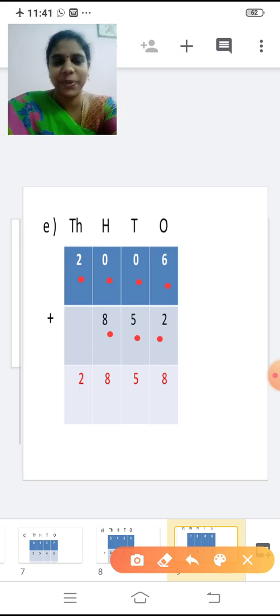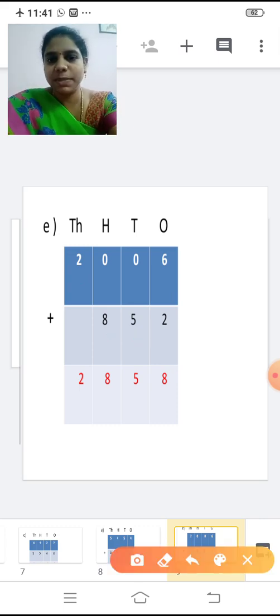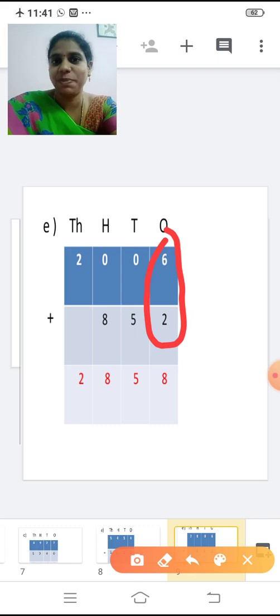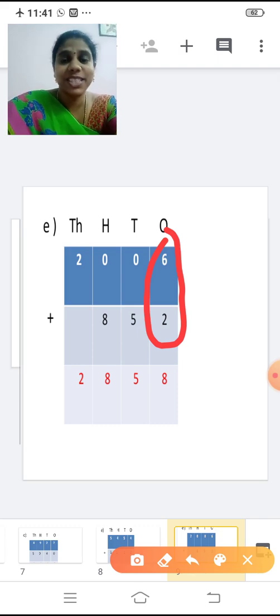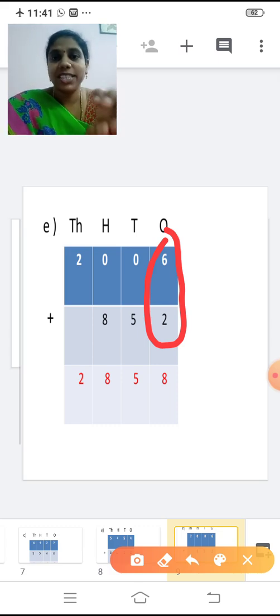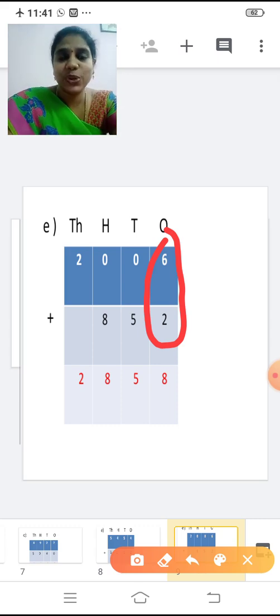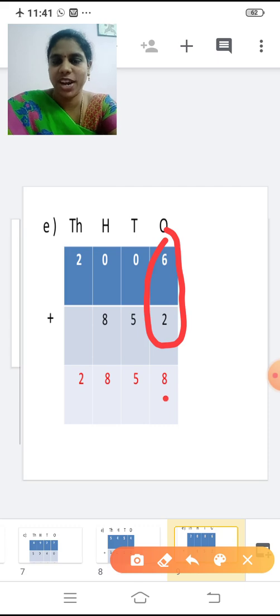Shall we add this now? 6 plus 2. First you have to add the ones place, right? So add 6 plus 2 and tell me the answer now. 6 in the mind, 2 in the finger. After 6, 7, 8. So write 8 below the ones place.